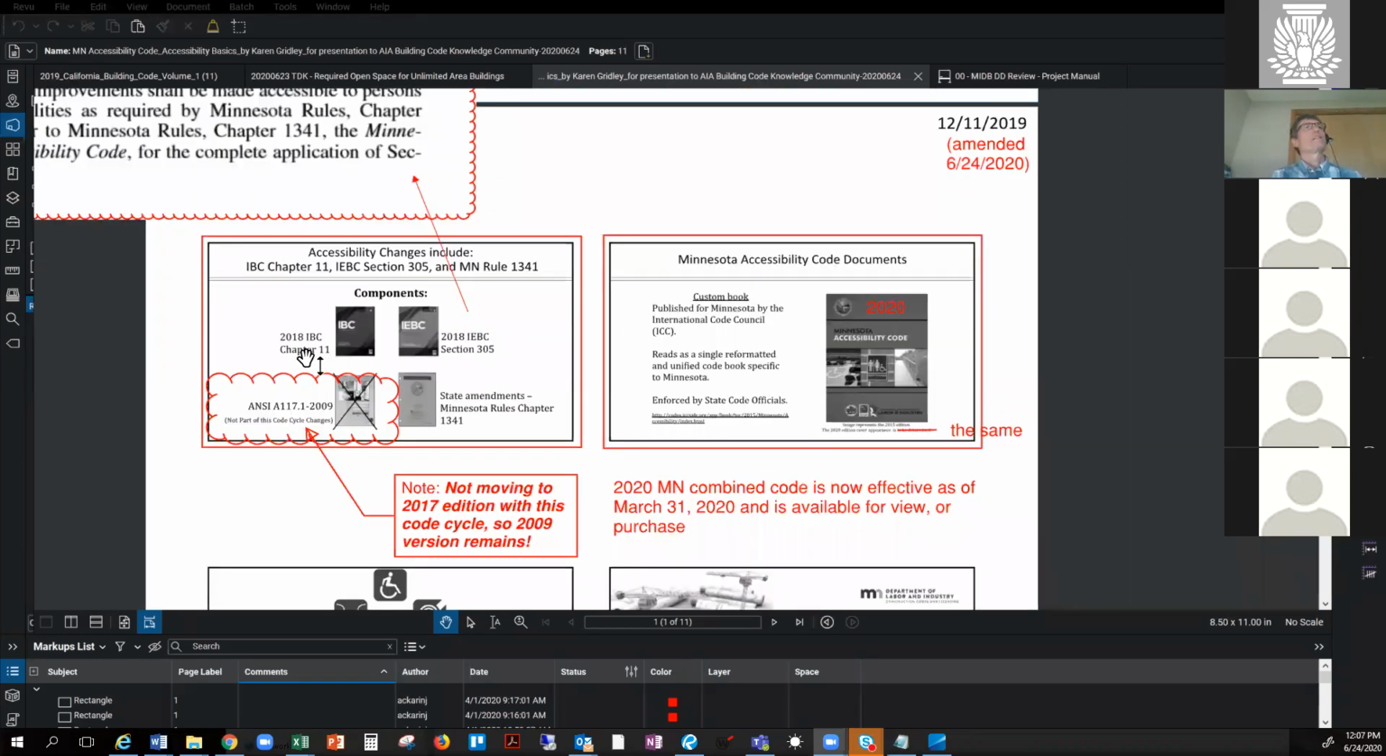The thing I wanted to point out again, because this gets confusing, is that there are various versions of the A117 occurring throughout. It has its cycles as well. And you can imagine we haven't had very many of these, but this 2009 has been the cornerstone to how we address the ADA in Minnesota. There is a 2017 edition, but that was not adopted. Even though it's out there, it was not adopted. So you still look at the 2009.